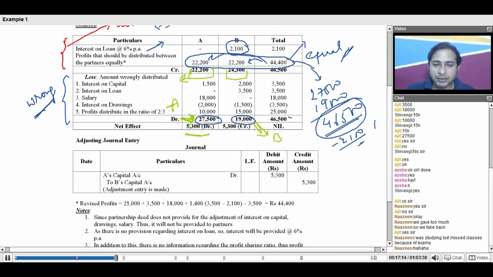Now you can see, since this is the debit side, we have already given him too much, as Nazrin said. Now we have to take it back, and simply to take it back, we put it here, and to give B, we put it here. That is two sides. So is this point clear?